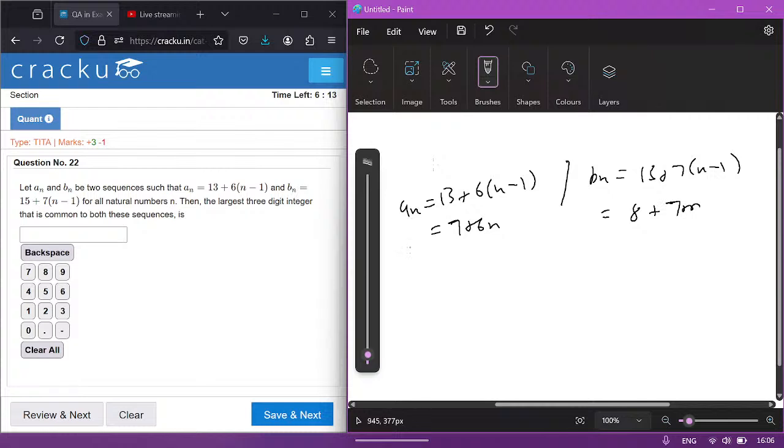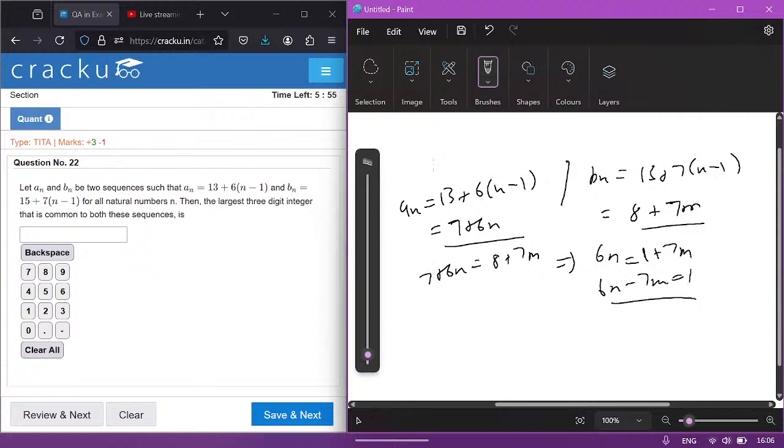So we have to find the largest number that is common to both. So these two should be equal. 7 plus 6n is equal to 8 plus 7m. Are we going anywhere, or am I just doing time pass? So 6n minus 7m is equal to 1.